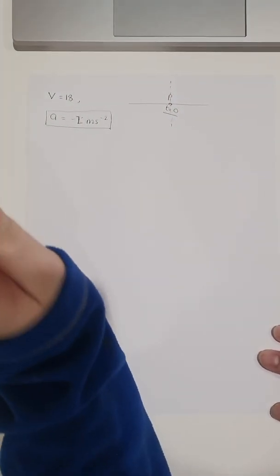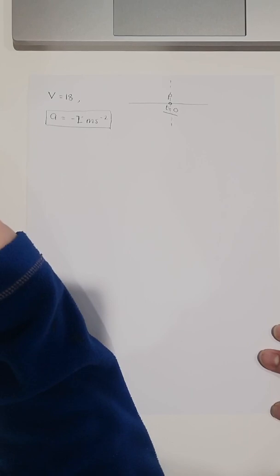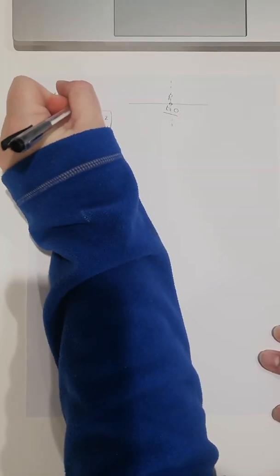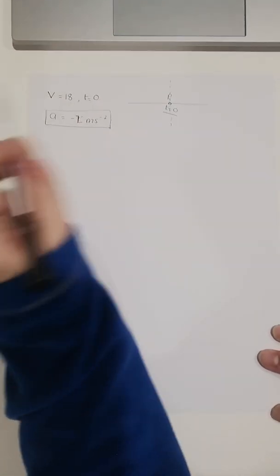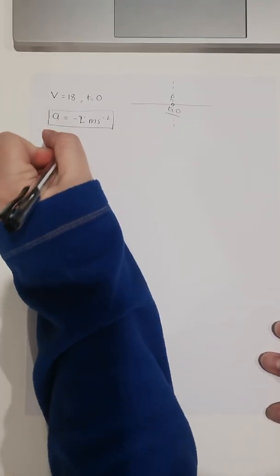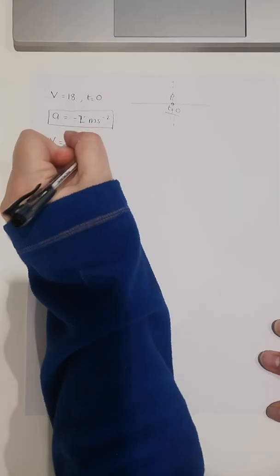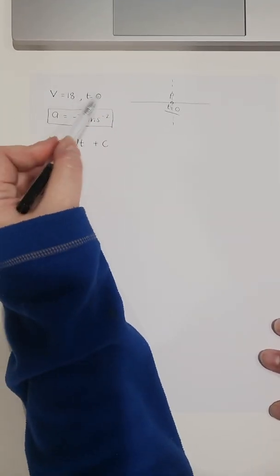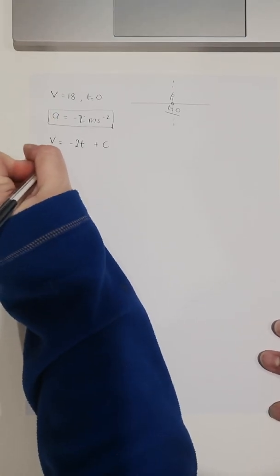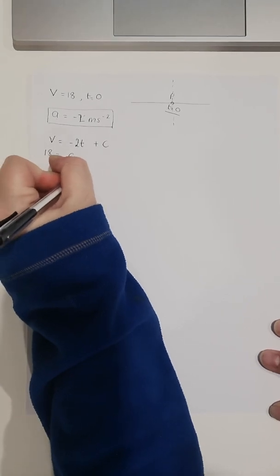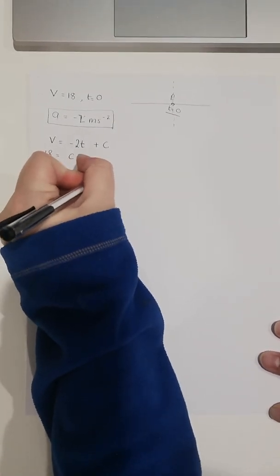Now, this is why these questions are often quite challenging, because they give you a lot of inferred information. So you've got to read really carefully to spot the clues. So v is 18 when t is 0. Now we're good to go. Acceleration to velocity is anti-differentiate, so we're going to add a t. Don't forget your plus C. And we know v is 18 when t is 0. So 18 equals 0 plus C. Therefore, velocity is negative 2t plus 18.